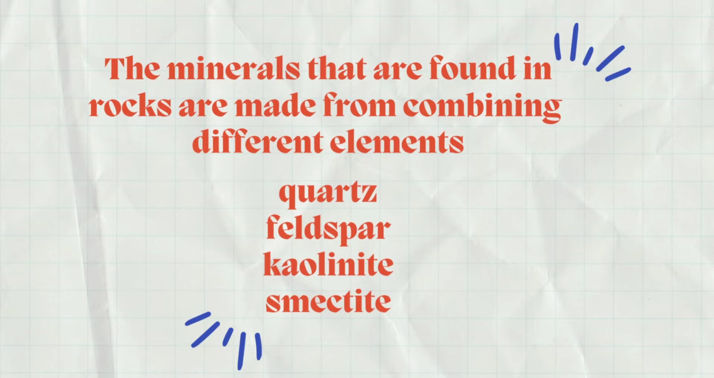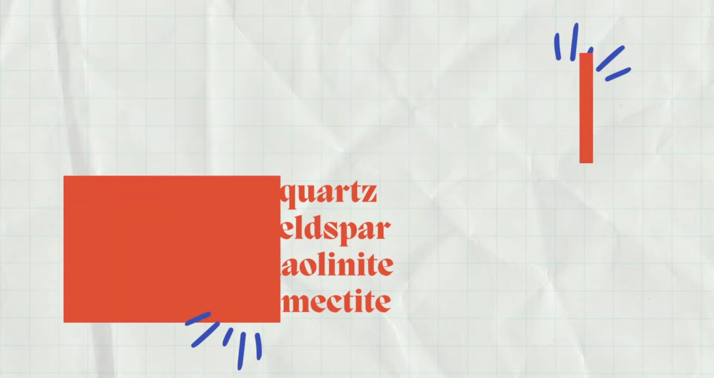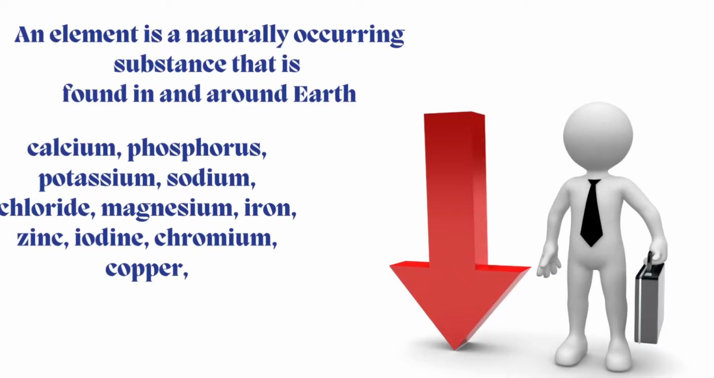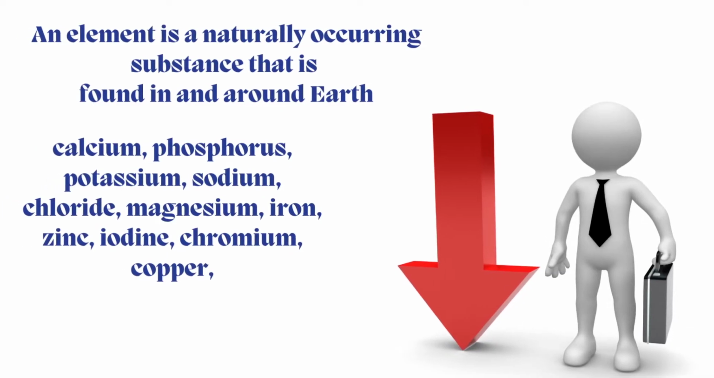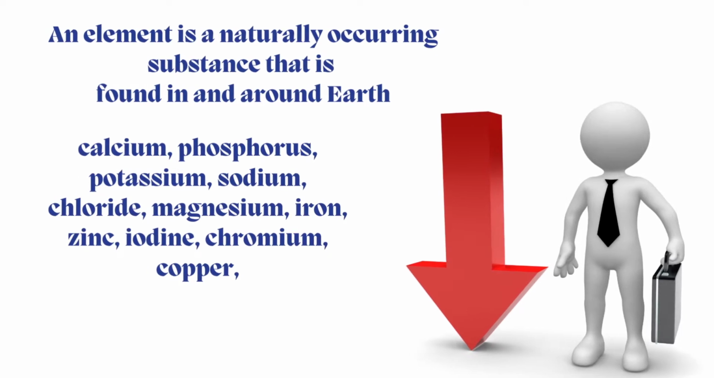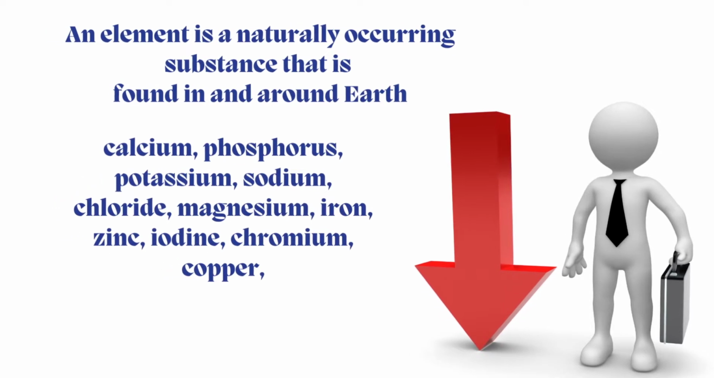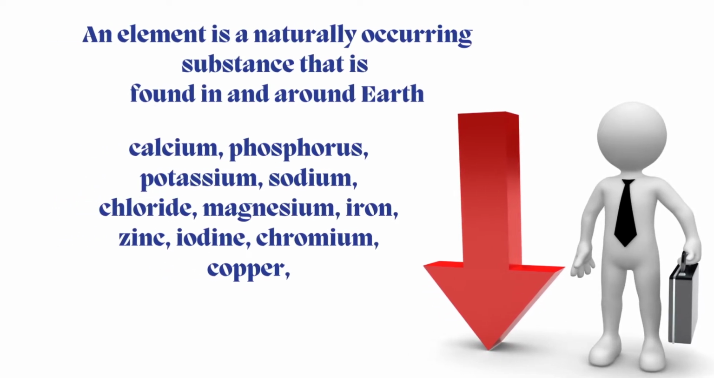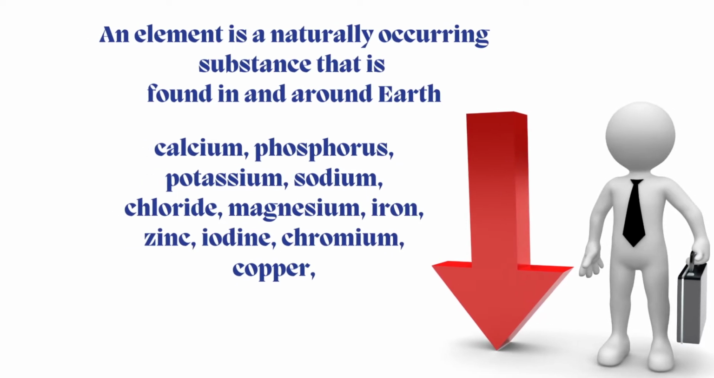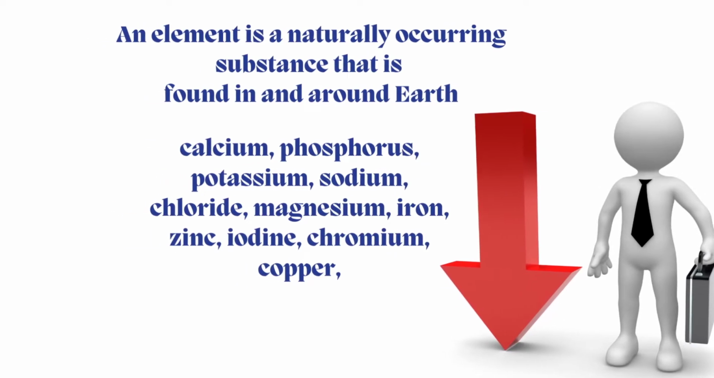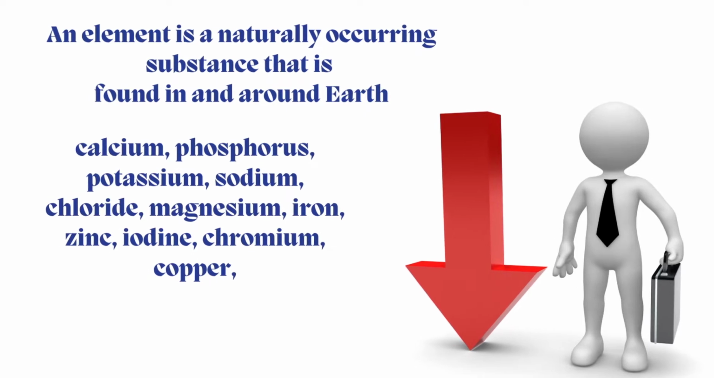You can see some other examples of minerals. You can see quartz, you can see feldspar, is it not? You can see kaolinite and what? Smectite, is it not? Yes, they are all examples of minerals. They are sometimes mixed together or built together. Do you understand? Yes. The elements that come together to form these minerals are naturally occurring elements. They are found in nature.